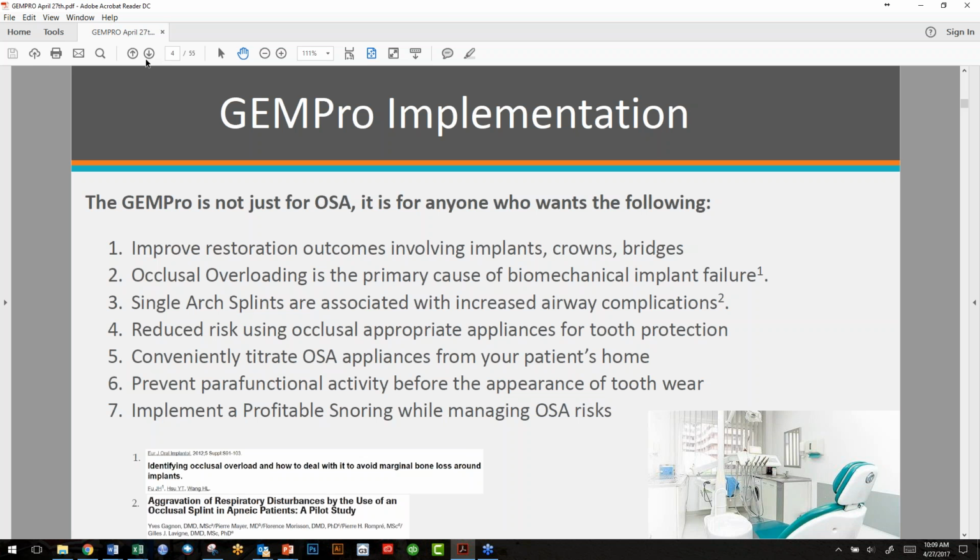Number 4 is associated with that: reduce the risk of an occlusal guard causing inappropriate outcomes. We can protect the teeth, but let's make sure we don't cause a worse side effect. Number 5, this is a great thing that the GEMPro does. You can titrate your oral appliance from the patient's house. So we have the technology, and I'll talk about that in a second. But at the end of the day, if you could titrate, keeping the patient from having to go back and forth to your office 6-8 times, wouldn't that be a good thing to be able to do?